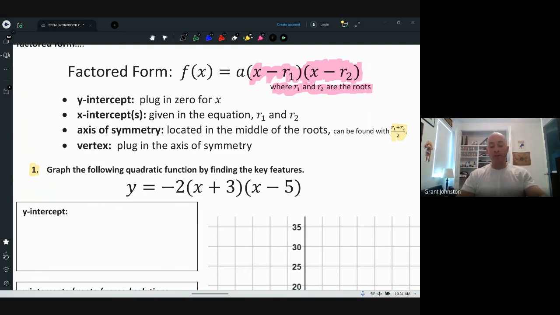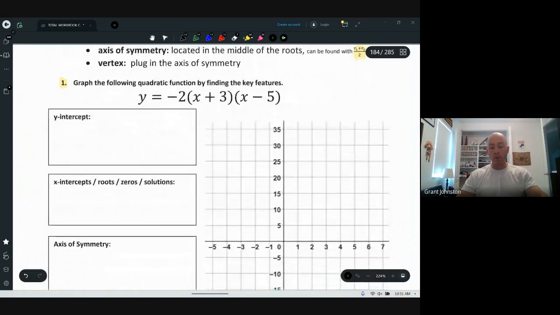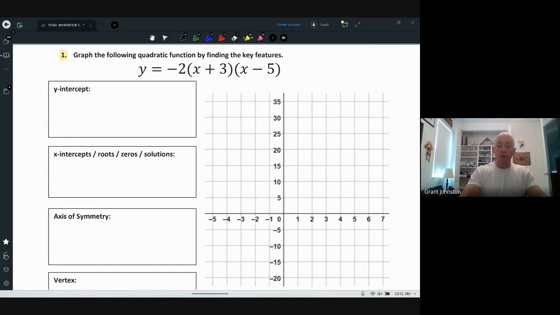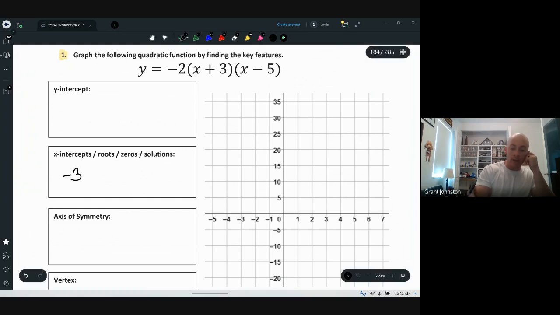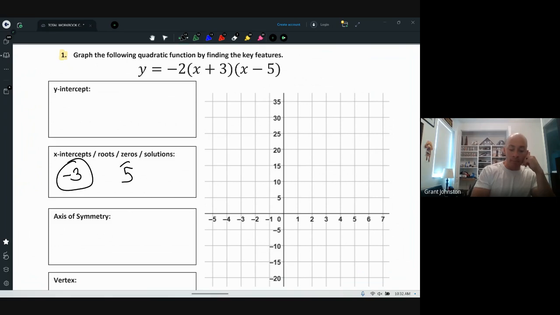So let's get started on this. First, I'm going to do the roots, okay? So the roots, it's the opposite of these numbers in here. So the roots, the x-intercepts, we would have -3, because that said +3, so opposite, and then +5. So it's the opposite of what's in the parentheses, which is similar to the vertex form. So -3 is one of the roots, and then +5.